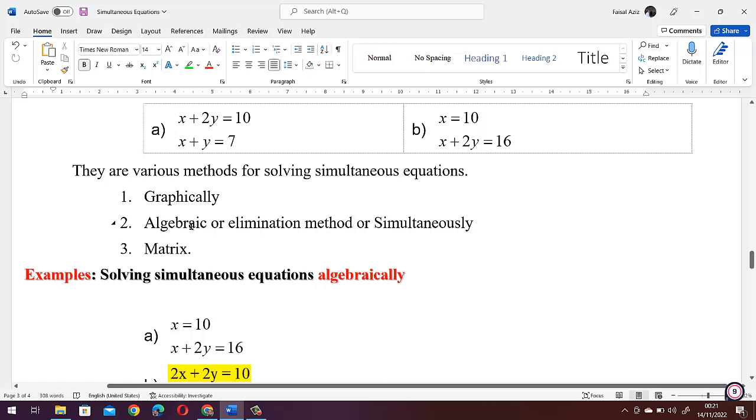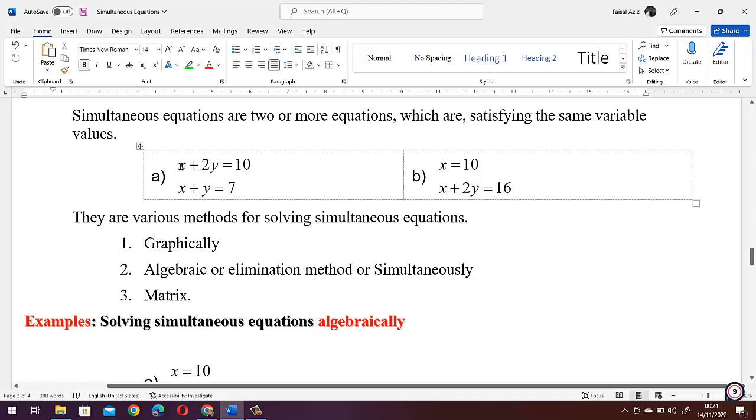The second method is about algebra, or the elimination method, or the simultaneous method. In the algebra method, we eliminate one of the variables to get the value of the other variable. We need to keep two things in mind. In two equations, if all the variables are positive, first we need to check whether any variable has the same coefficient. If they have the same sign, in this case we can subtract both equations.